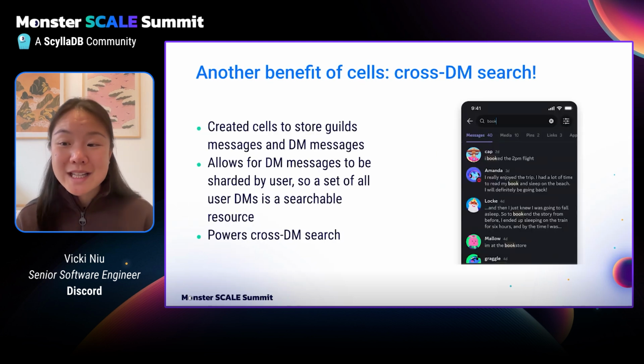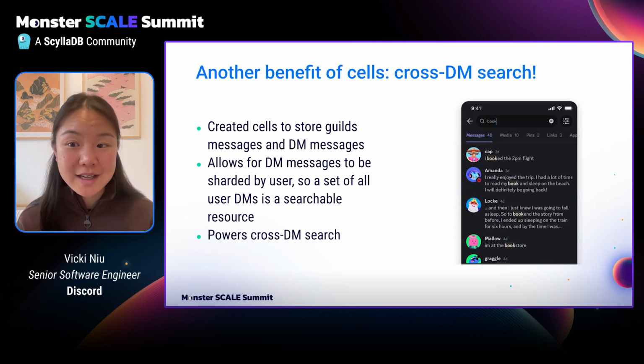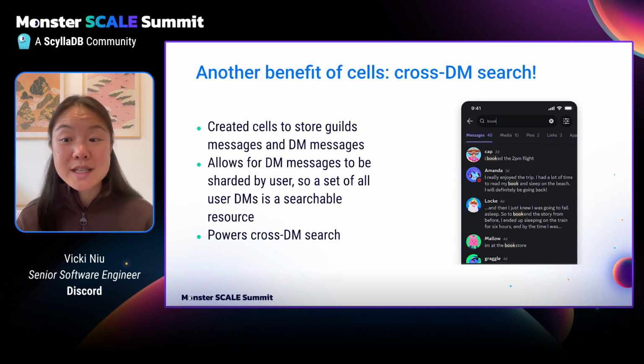Also, with our many cluster cells, we could define separate cells to store different kinds of message data. We created a cell to store guild messages and a separate one for DM messages. This allowed us to shard DM messages by user. So the searchable resource now is not just a given direct message, but a set of all of a given user's direct messages. This is what powers the new cross-DM search feature, which now allows Discord users to search across all of their direct messages, which was also a really often requested feature.